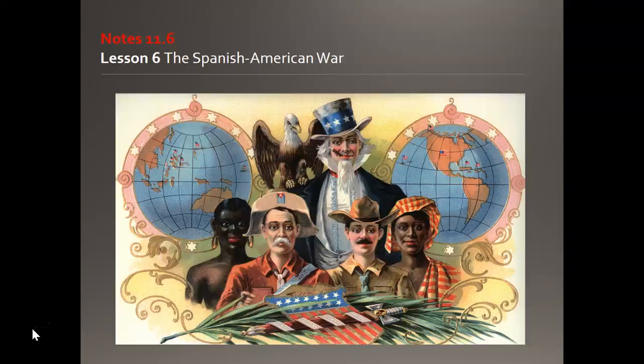These are notes 11.6, covering the Spanish-American War. Now, although this war was between America and Spain, it was never fought on either one of our soils, not in America and not in Spain. Instead, it was fought in the colonies or territories of these countries.